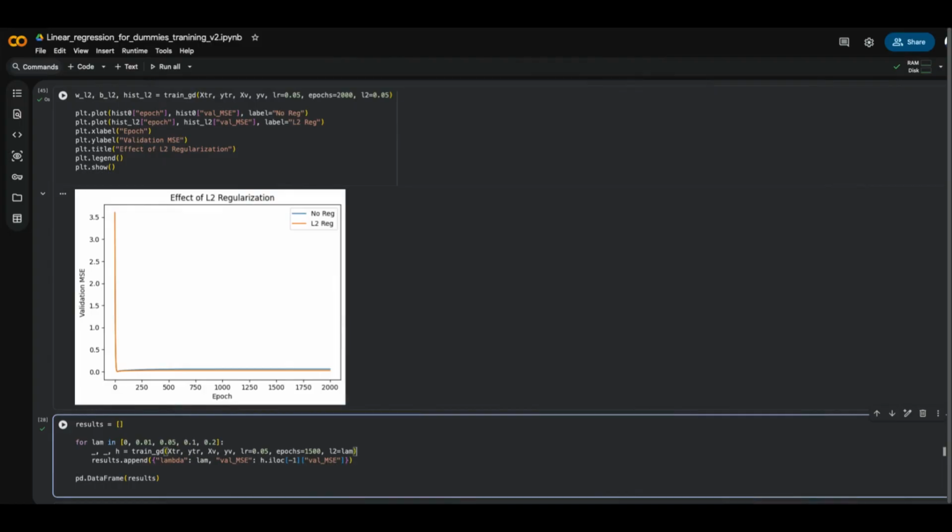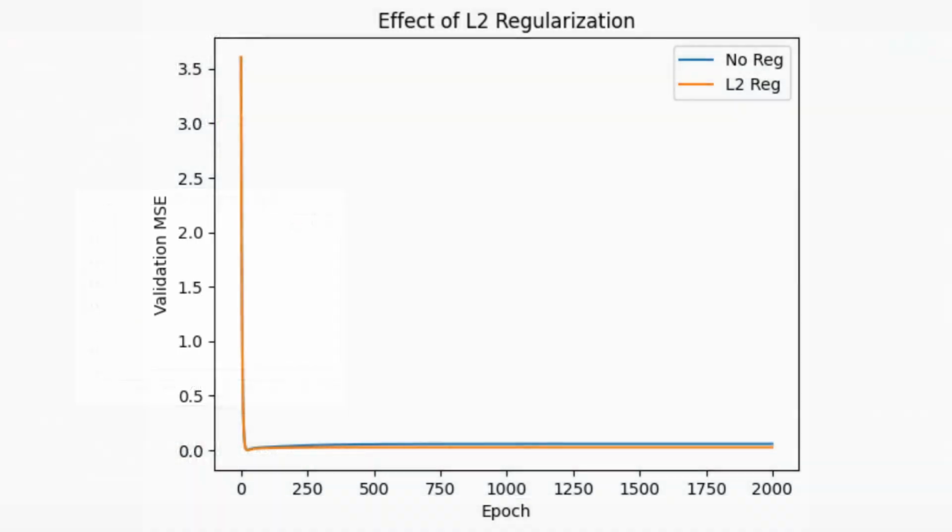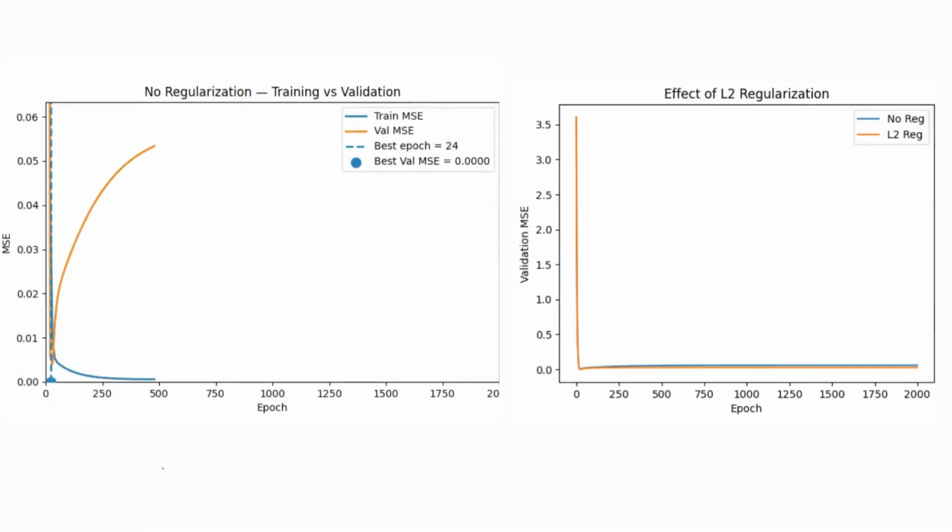Now we add regularization. Specifically, L2 regularization. This changes the loss function. Instead of only minimizing error, we also penalize large weights. So the model is pushed to stay simpler. And now look at the difference. Without regularization, the model can become too aggressive. With L2, the weights are controlled, so the model tends to generalize better.